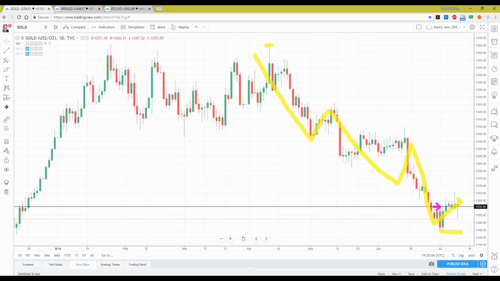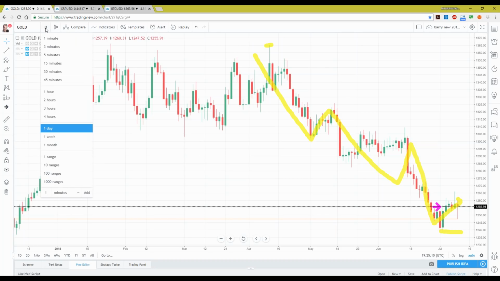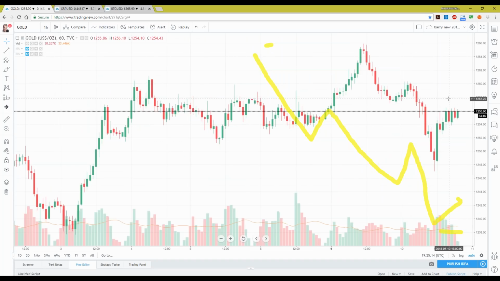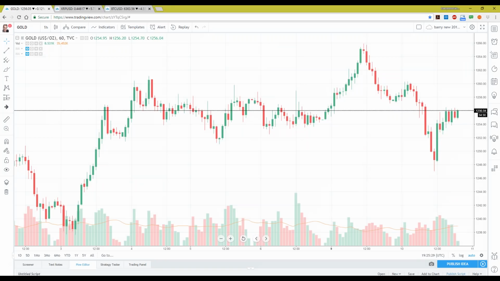So if we were to know that this is actually a retracement of a downtrend, if we were to pop back here to the 1 hour chart, we'd have a better understanding of what we're looking at. So we're not looking at a retracement of an uptrend. We're looking at this whole movement as being a retracement of a downtrend.